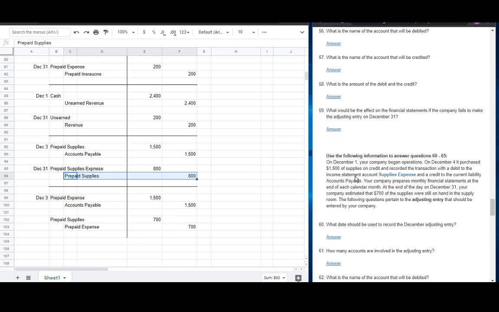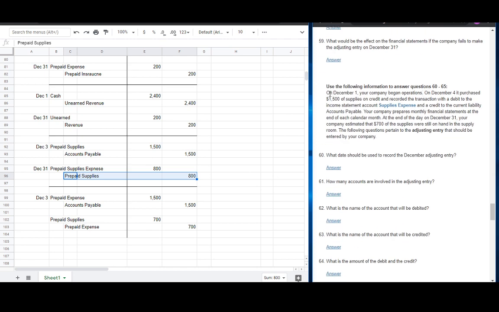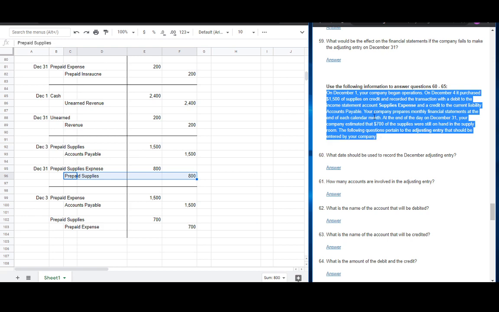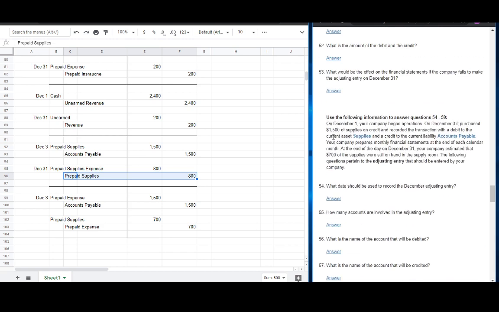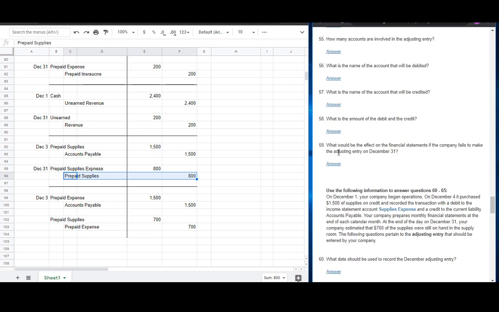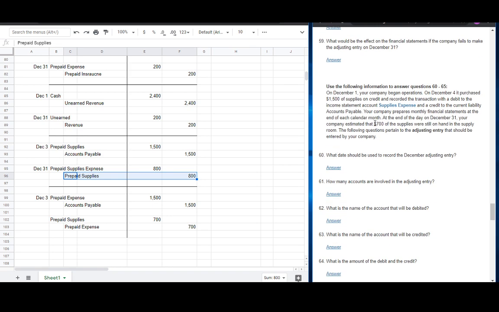And last, number 60 to 65. Here we do the opposite. Instead of minusing 1,500 to 700, here we recognize the 700 of prepaid supplies. So this is the balance sheet method. And this is the income statement method.